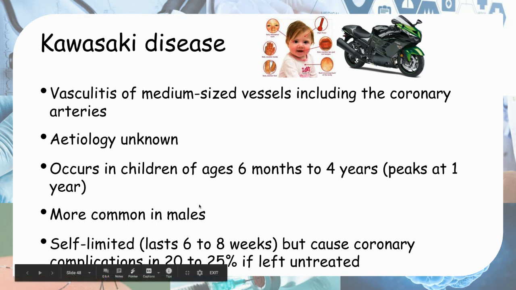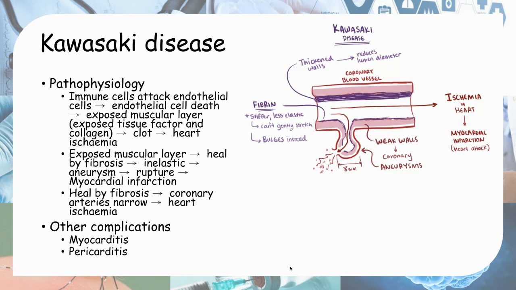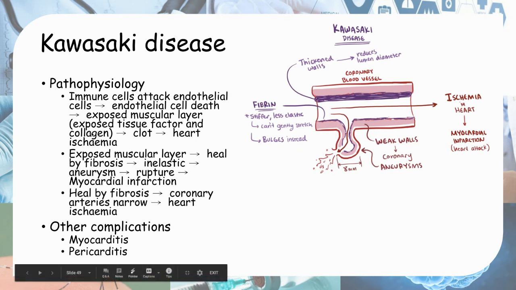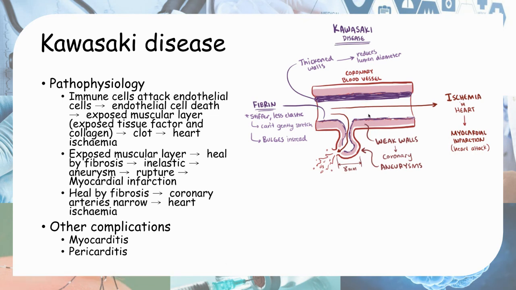Its etiology is unknown. It occurs in children from 6 months to 4 years of age, more common in males and Asians. It's self-limiting. However, it can cause complications if left untreated. What's the complication? Okay, later on we'll see. The pathophysiology of Kawasaki disease is that it's caused by antibody attack against your own endothelial cells, and as they damage the endothelial cells, they expose the underlying collagen, and when the collagen is exposed, it's prone to form a clot and cause thrombosis. So it can cause a block in your blood vessels.